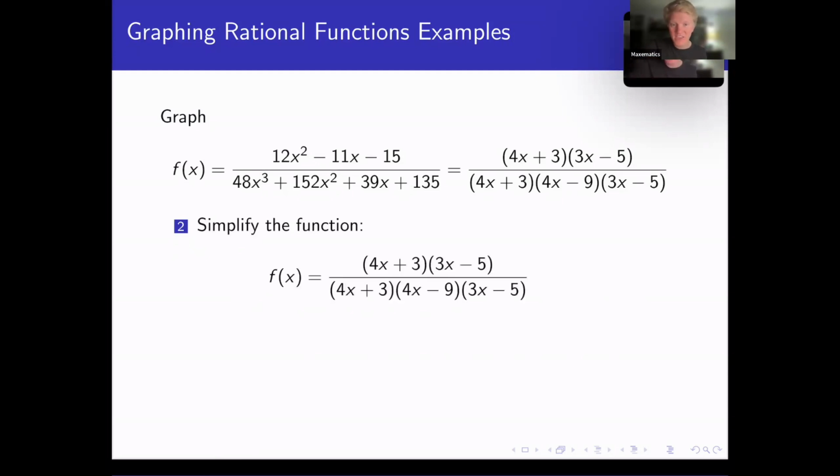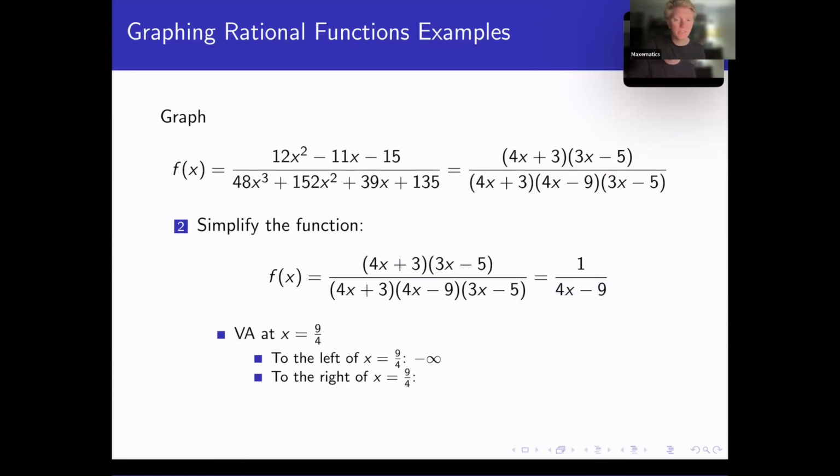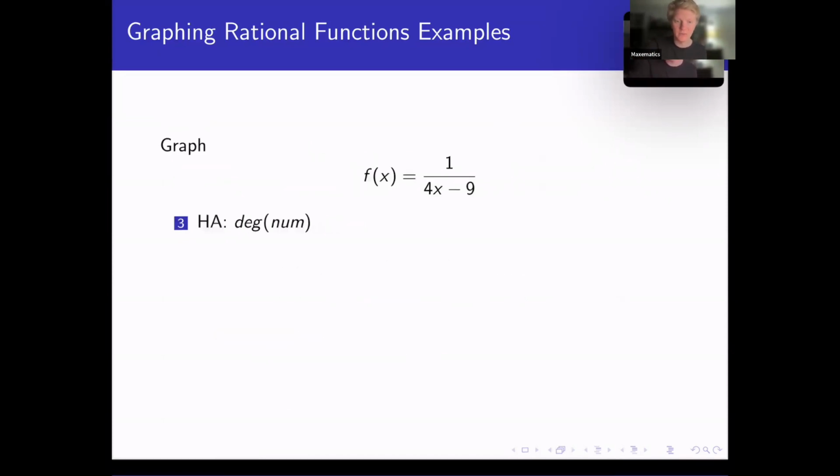Now let's simplify. You'll see the same two factors cancel out, except now we have 4x minus 9 in the denominator. So some of the rules that we just had, or some of the things we just talked about, are going to be a little opposite. So there's a vertical asymptote at this remaining term, right? 4x minus 9 didn't cancel out. So we have a vertical asymptote at 9/4. To the left of 9/4, it's going to be negative infinity. To the right of 9/4, it's going to be positive infinity. And we have holes at those two values that canceled out.